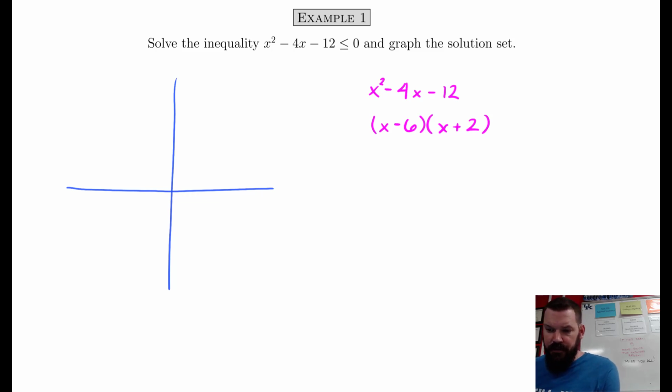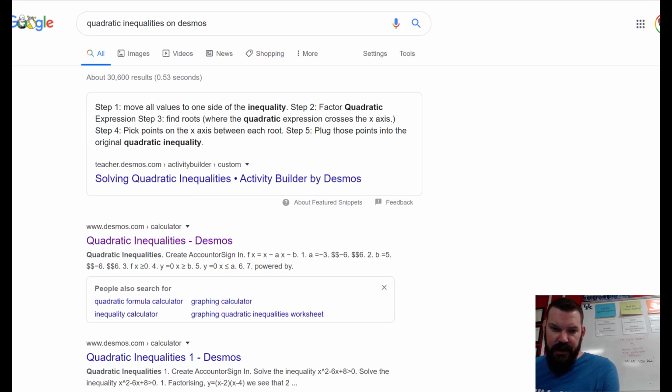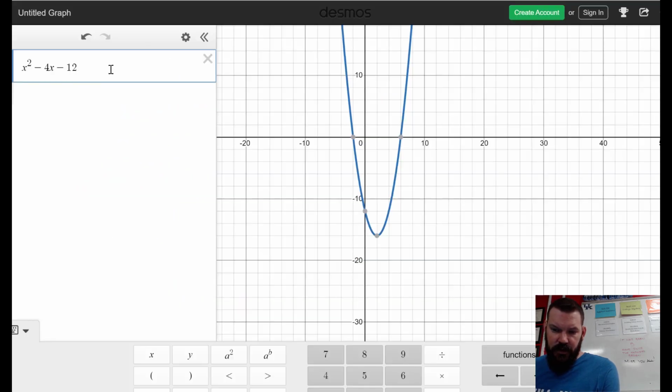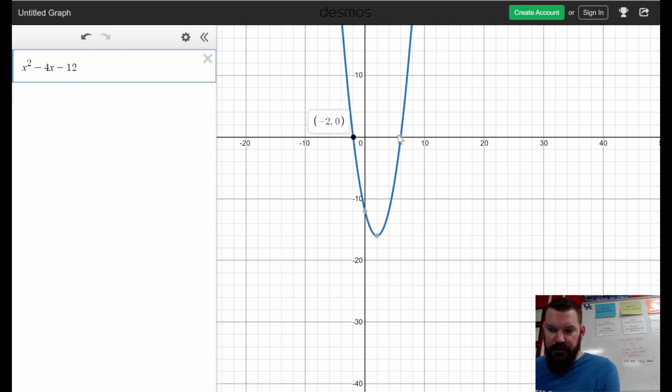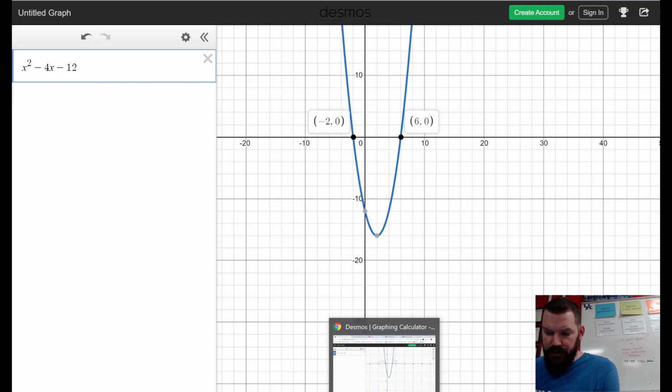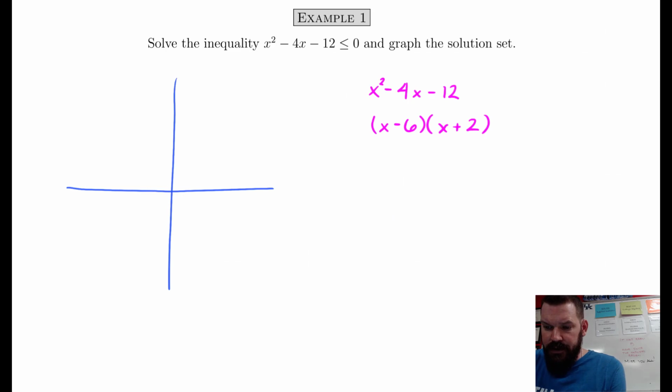If you're not sure about that, you can go to Desmos to verify this quadratic. I've already typed it in there. You can see the zeros are -2 and 6, and that's exactly what we found with our factored form. So let's go back to the factored form, because the zero product property tells us that if any factor is equal to 0, the quadratic itself is equal to 0. So we get x equals 6, x equals -2.